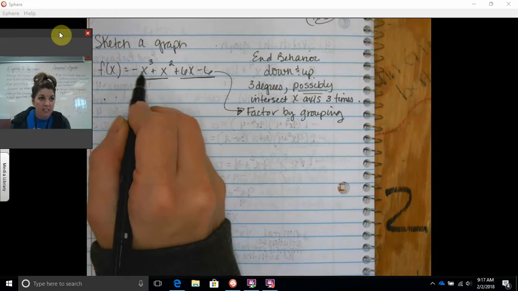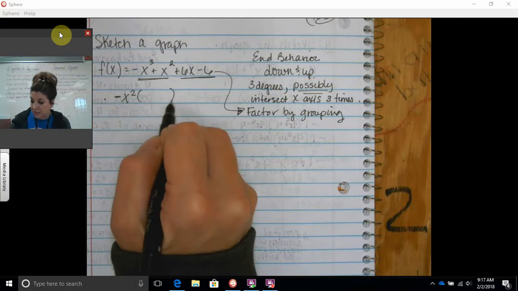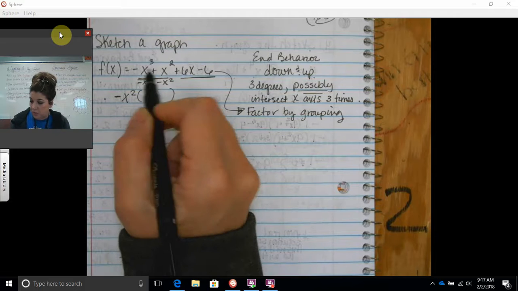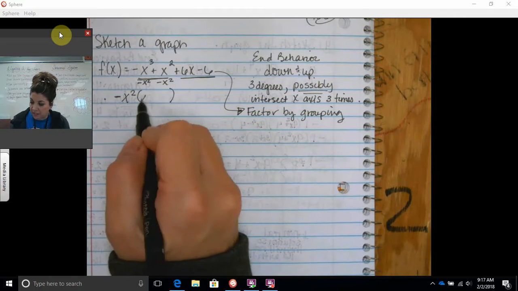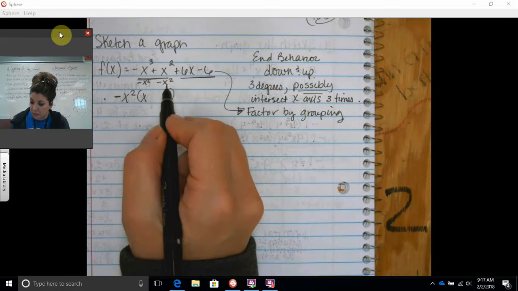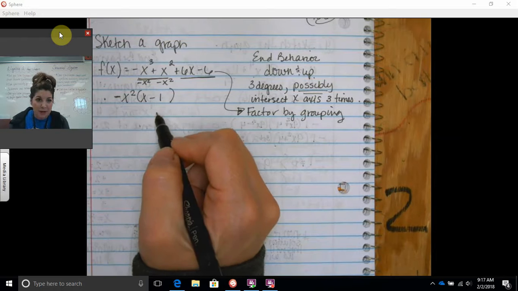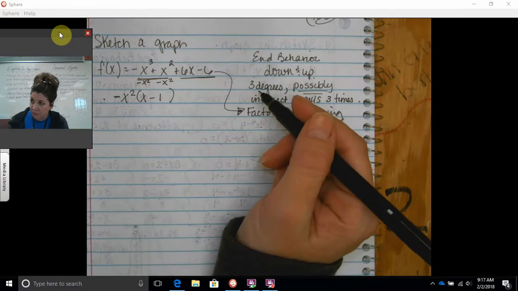Negative. Whatever the leading sign is, that's what you use. So we'll factor out a negative x squared. What's negative x cubed divided by negative x squared? X. What's positive x squared divided by negative x squared? Negative 1. I'm so proud. Usually students just cancel them out and put nothing there. You have to have a placeholder. Are we okay with that?